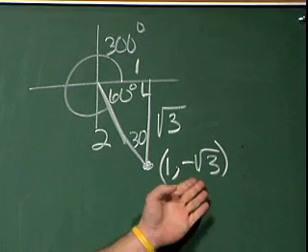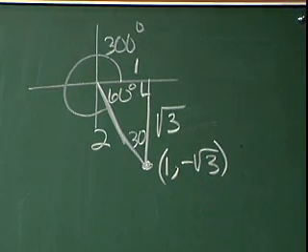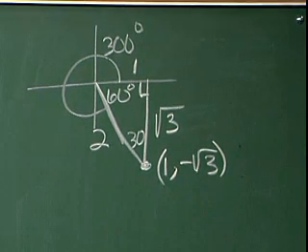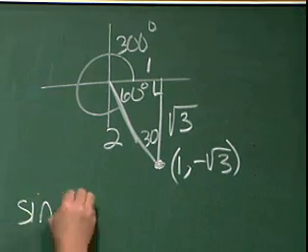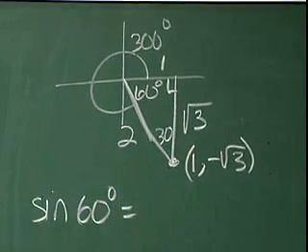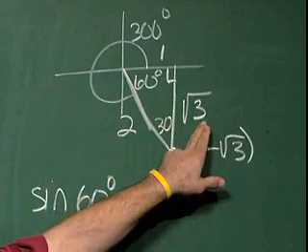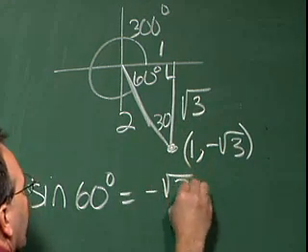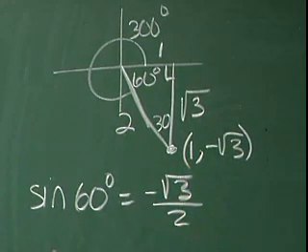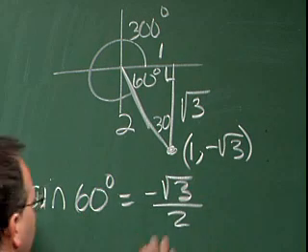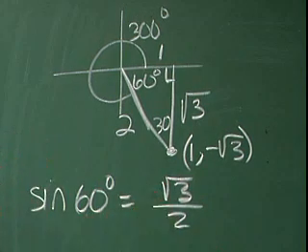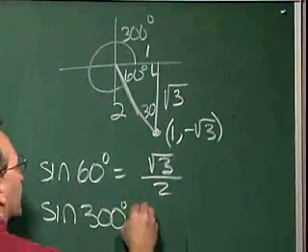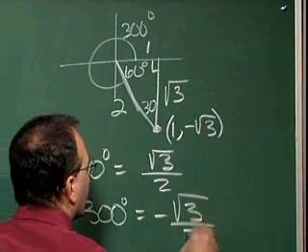Again, that's telling us that the y value is negative in quadrant 4, so any of the trig functions that involve the y value will be negative. So let's find the sine of 60 degrees. The sine of 60 degrees will be the side opposite over the hypotenuse. Well, the side opposite is really negative the square root of 3 over 2. So the sine of 60 degrees would be positive square root of 3 over 2, but the sine of 300 is going to be negative the square root of 3 over 2.